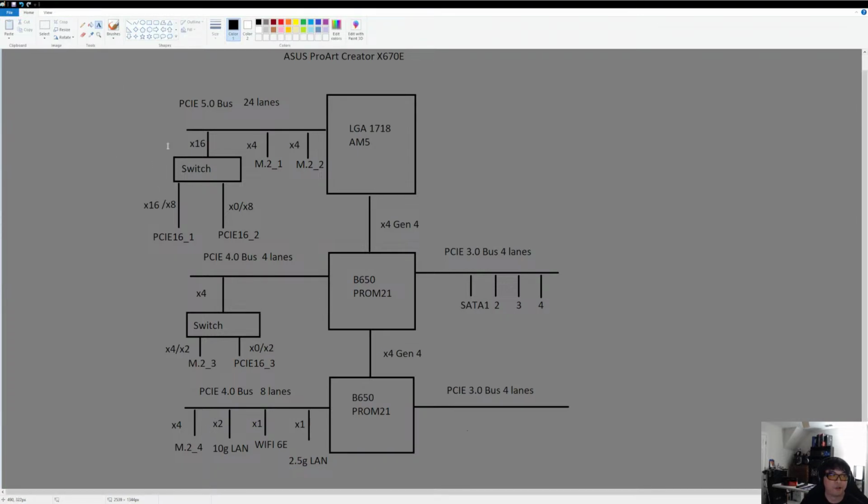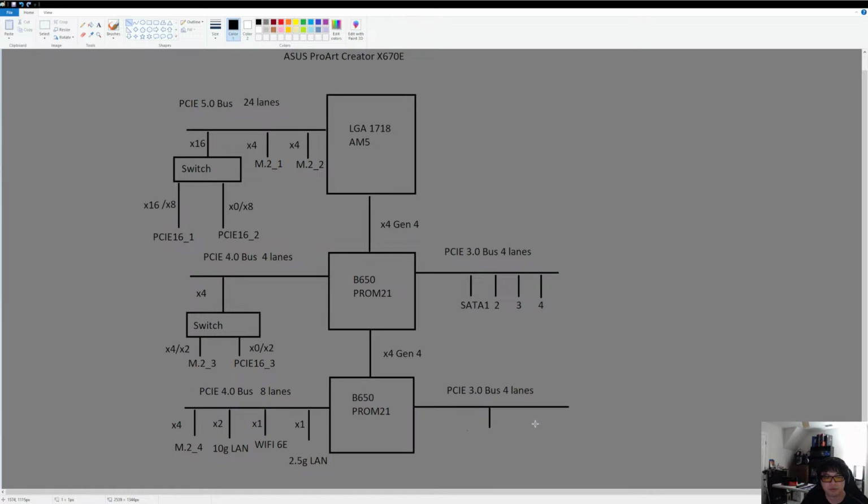So you have 4 lanes of Gen 4 to the final drive, 2 lanes to the 10 gigabit LAN, 1 lane to the Wi-Fi, and 1 lane to the 2.5 gig LAN. So that all totals to 8 lanes. So every lane is accounted for on the secondary chipset. Okay, now, the big mystery. What goes on the 3.0 bus?